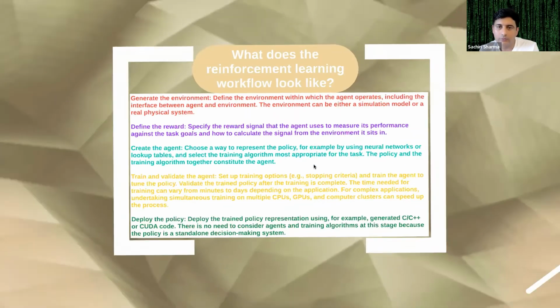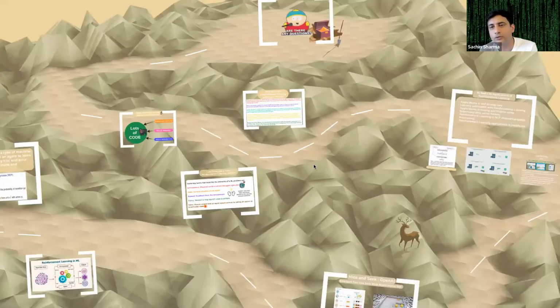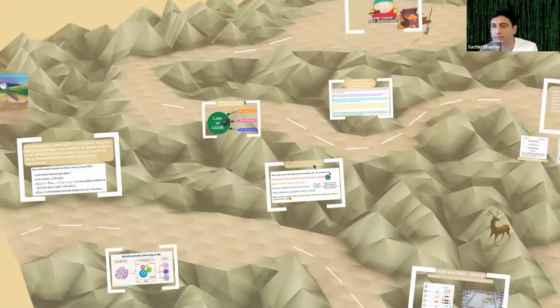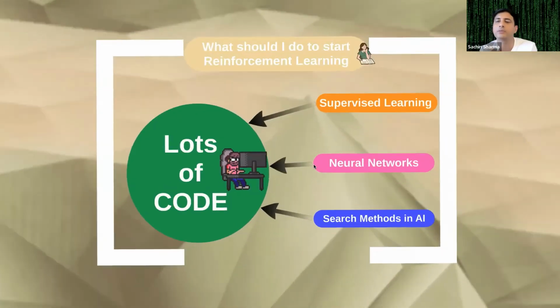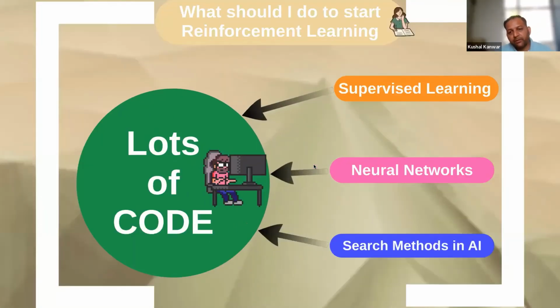Now taking the question of what I should do to start reinforcement learning: Sudhanshu, you need to learn a lot of supervised learning. So Dr. Kushal, can you explain supervised learning? Okay, so when we talk about supervised learning, we have a situation where we have data with labels.